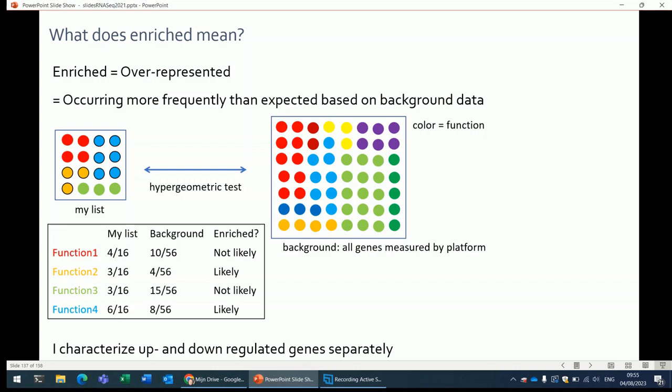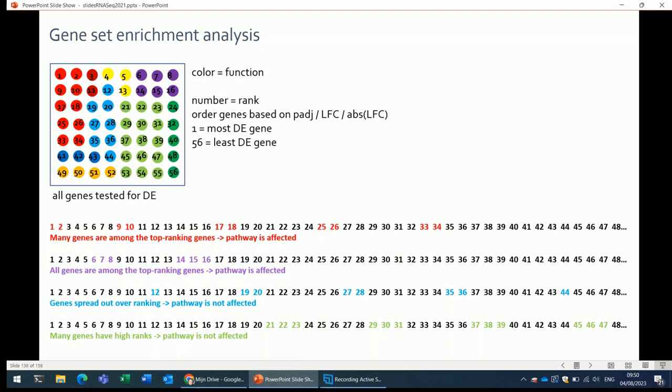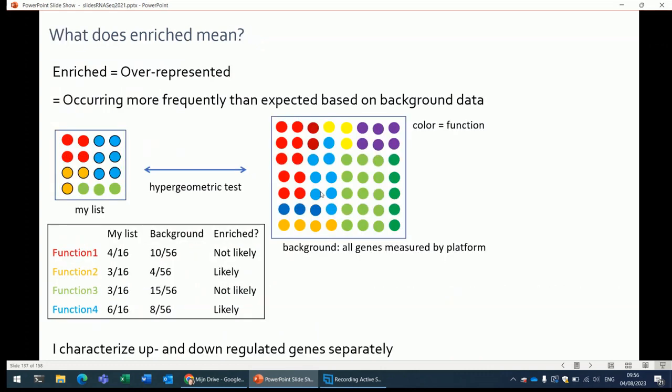The gene set enrichment analysis will work differently. So you don't start from your list of differentially expressed genes in this case, you simply work on the full data set. So the full data set being all the genes that were tested for differential expression. So basically this corresponds to the background in the overrepresentation analysis.